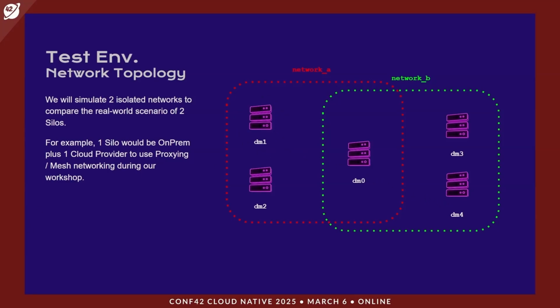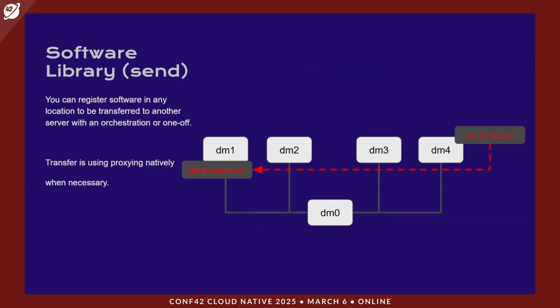This is interesting for many companies that have some software in another part of the company, and it's sometimes difficult to mount an NFS from one place into another. So this way, with the proxying, we can skip all the network difficulties and just pass the software from one place to another on the fly via an orchestration as well.